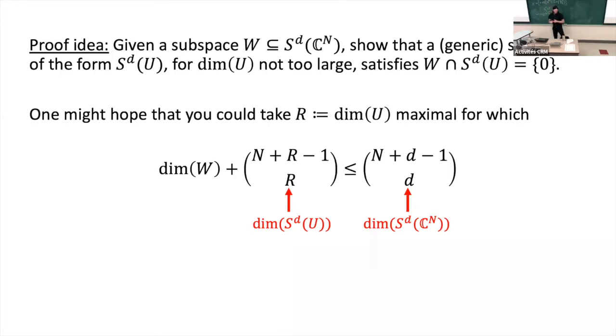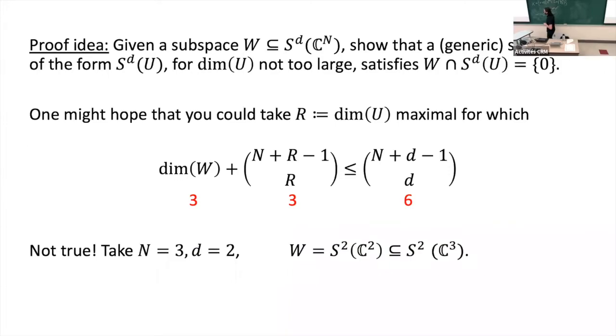Any two subspaces that have dimensions summing up to something bigger than the ambient dimension, the n plus d minus 1 choose d, of course they're going to intersect. But you could hope that you could take R for which this sum is maximal and still satisfies this inequality. Does that make sense? Okay. But this is not true.